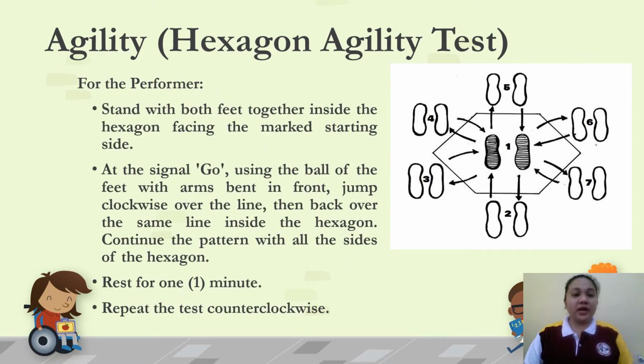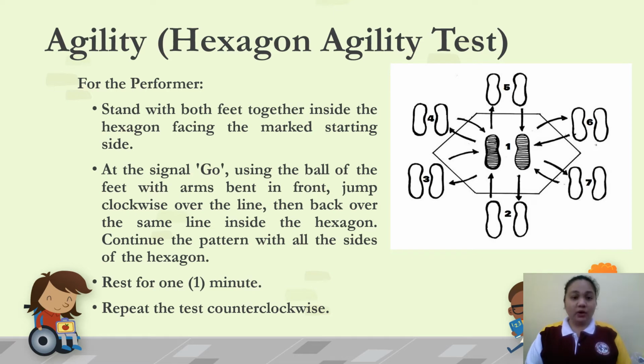Okay, so ano naman po yung gagawin ni performer? Number 1, stand with both feet together inside the hexagon facing the marked starting side. Second, at the signal go, using the ball of the feet with arms bent in front, jump clockwise over the line, then back over the same line inside the hexagon. Continue the pattern with all the sides of the hexagon. So, kanina po, nasabi na natin or na-discuss na natin kung papaano ba kayo magta-transfer from one side of the hexagon going to the other side.